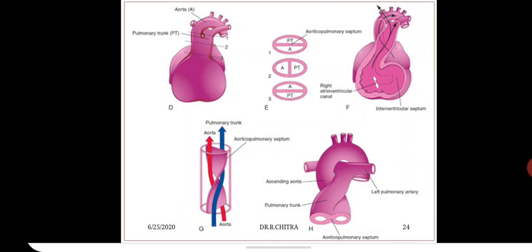So in this picture you can understand what I was explaining. Truncus arteriosus is divided by the spiral shaped aorticopulmonary septum, if you see the second image. In the first image it is not divided. In the second image, it is divided by the spiral shaped septum. If you see in the middle image in the upper part, 1, 2, 3, first it is coronally oriented, but the pulmonary trunk is in the front and the ascending aorta is in the back. Next, it is in anteroposterior position, so the pulmonary trunk is on the left side and the aorta lies on the right side.